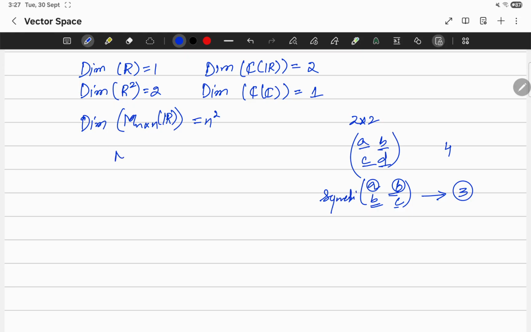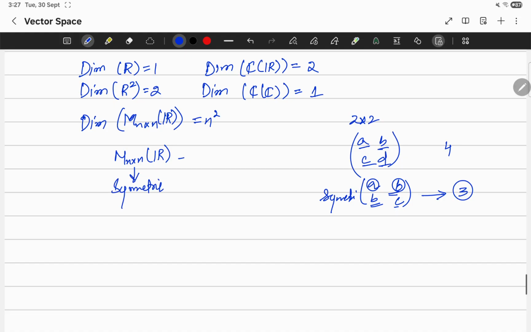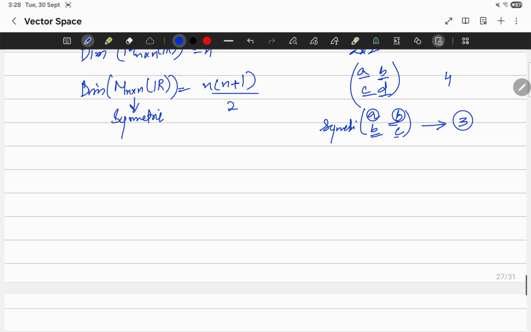So if you have n cross n matrices over R that are symmetric, how many independent entries do you require? That is n into n plus 1 divided by 2, in general.